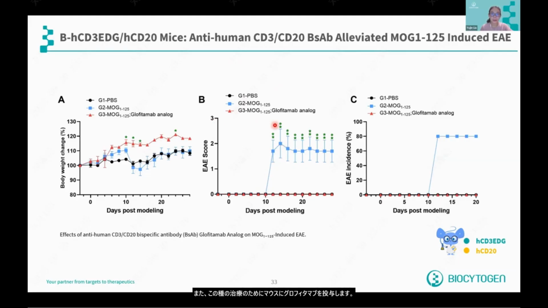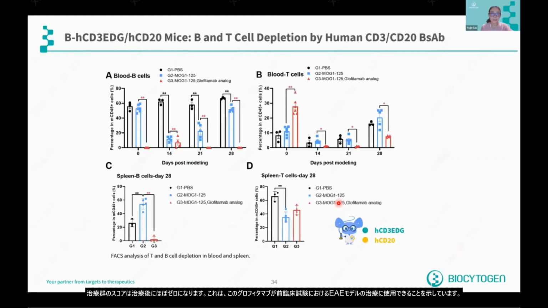And we also gave glofitamab to the mice for treatment. The score of the treatment group is about 0 after the treatment, which means that glofitamab can be used to treat the EAE model in preclinical studies.